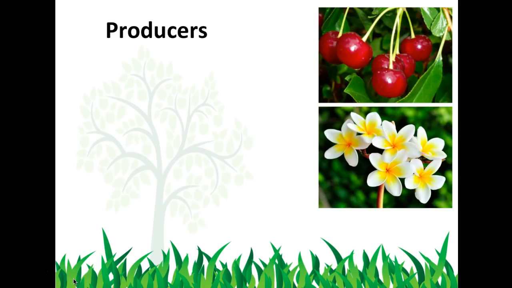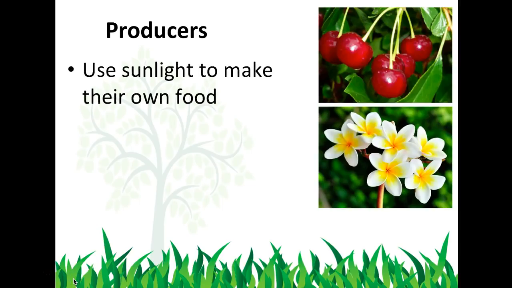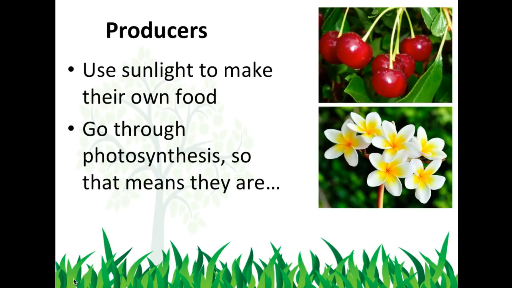So let's look at the producers first. Producers are going to be plants and also algae and trees and things like that. Producers use sunlight in order to make their own food. The specific food that is produced is glucose, C6H12O6. So producers go through the process of photosynthesis, which means that they are autotrophs.